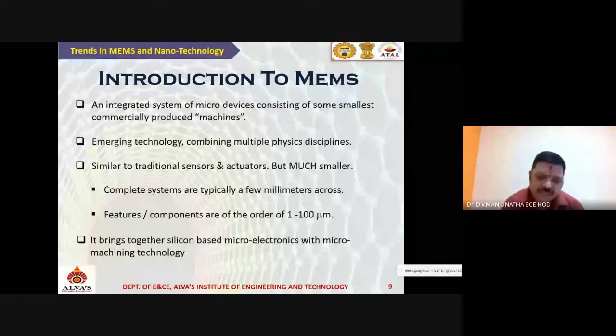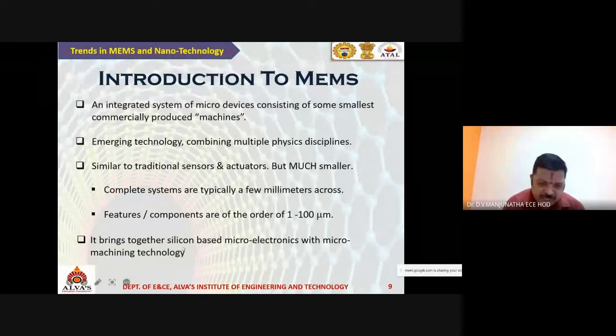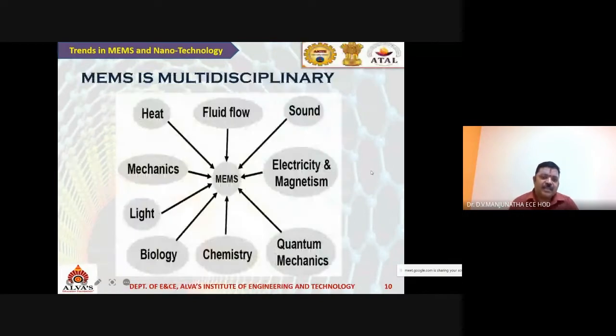It brings together silicon-based microelectronics with micro-machining technology. So there are two technologies here. One is related to electronics, silicon-based microelectronics. The other is related to mechanical micro-machining technology. So these are the two areas which combined form micro-electromechanical systems, right?